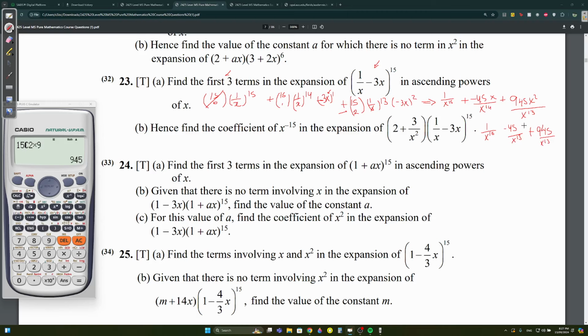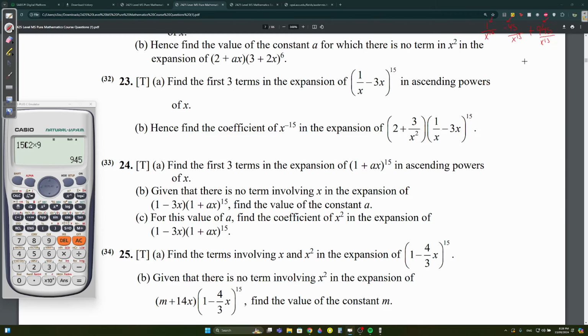This is the expansion of the first three terms. So the first term is this, the second term is this, the third term is this. Let's take this up now. What do they want the power to be? Find the coefficient of x to the power of negative 15 in the expansion of this. We can rewrite this as 2 plus 3 over x squared times 1 over x to the power of 15 minus 45 over x to the power of 13 plus.